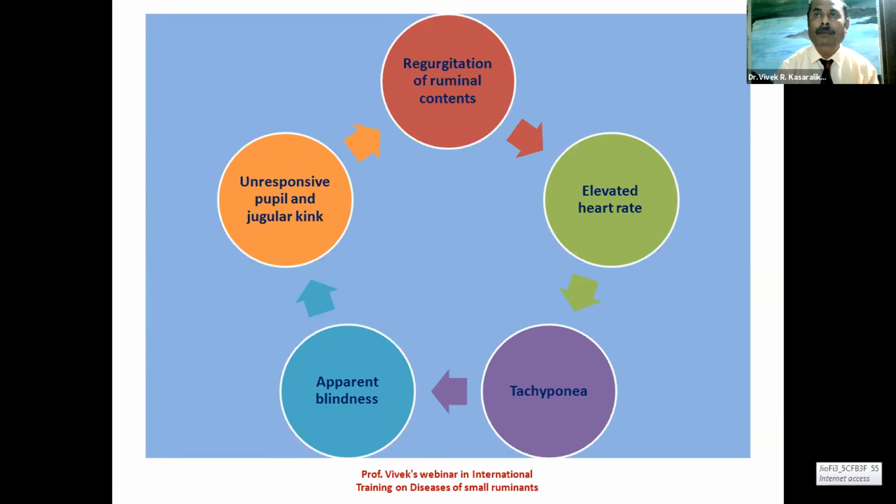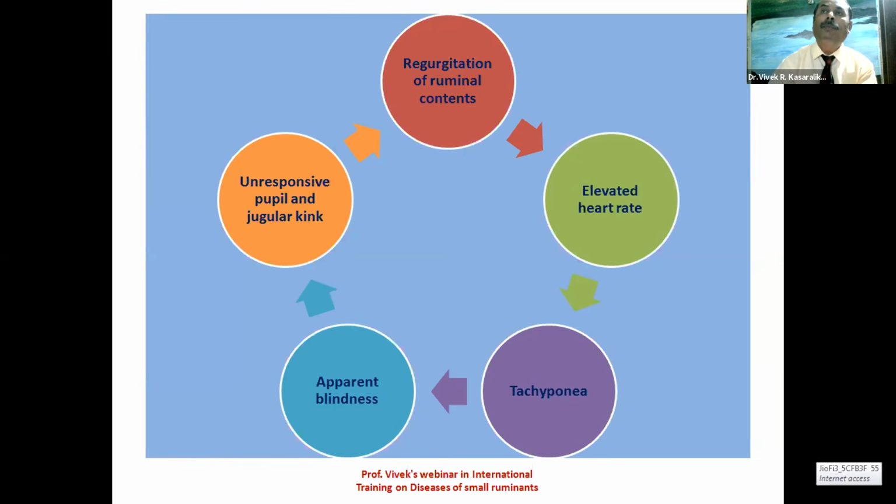Apparent blindness. Blindness because of some ocular abnormality is understandable. But apparent blindness means you don't find any abnormality, but in spite of that, the animal is not able to see. That can be checked by the blinking test, or just move your hand in front of the eyes, and you can see that the animal is not responding to your reaction. So that is apparent blindness.